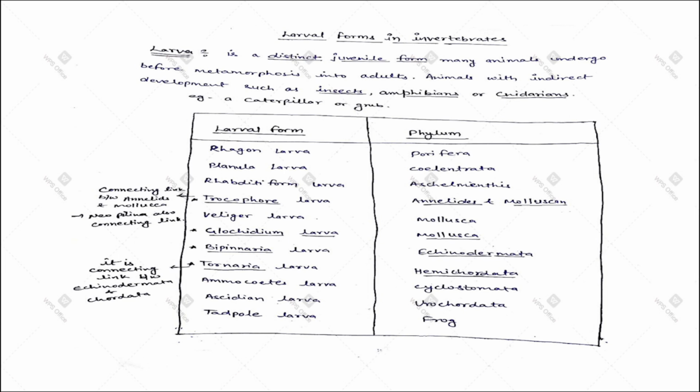Veliger larva is present in the mollusks. Glochidium larva is again present in the mollusks. Bipinnaria larva is present in the Echinodermata. Tornaria larva is present in Hemichordata. Ammocoete larva is present in Cyclostomata. Now Cyclostomata is included under the Pisces. Ascidian larva is included under Urochordata, and tadpole larva is included under the amphibian frog. So this is basically about the larval stage.